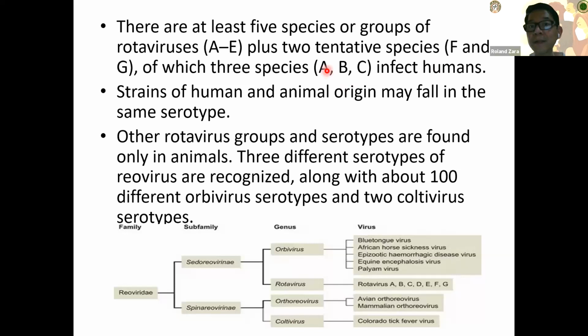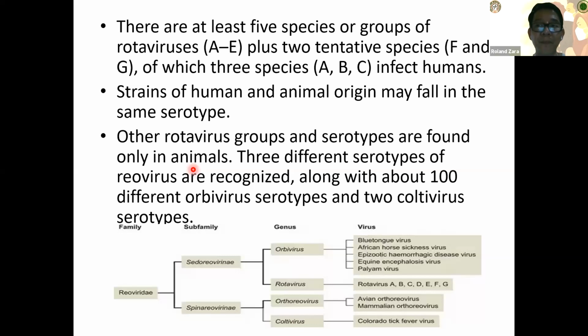So now your rotavirus does not only infect humans, it also infects animals. So whatever strains infect humans can also infect the animals. So same strains. Other rotavirus groups are found only in animals. So there are groups of rotaviruses that can only be found in animals but not in humans. But there are several groups of rotaviruses infecting man and animals.